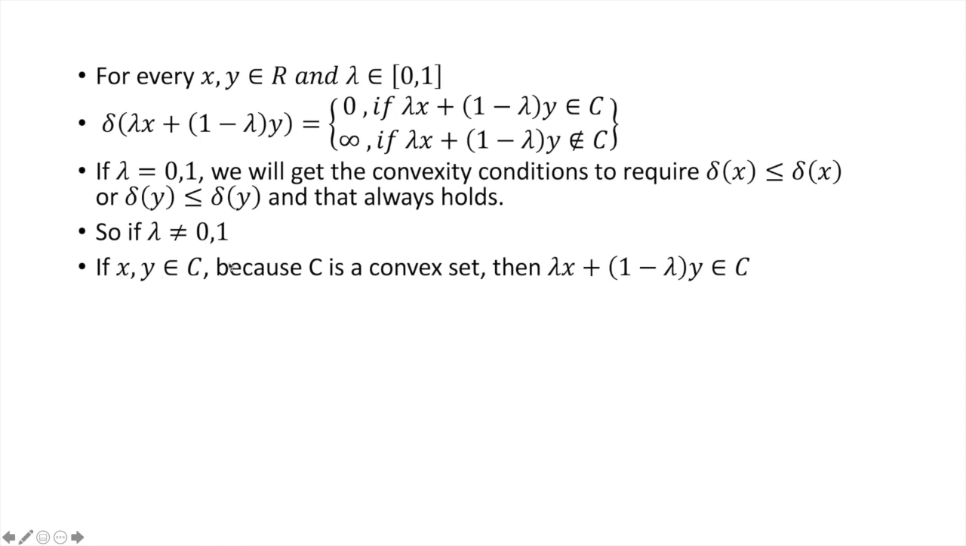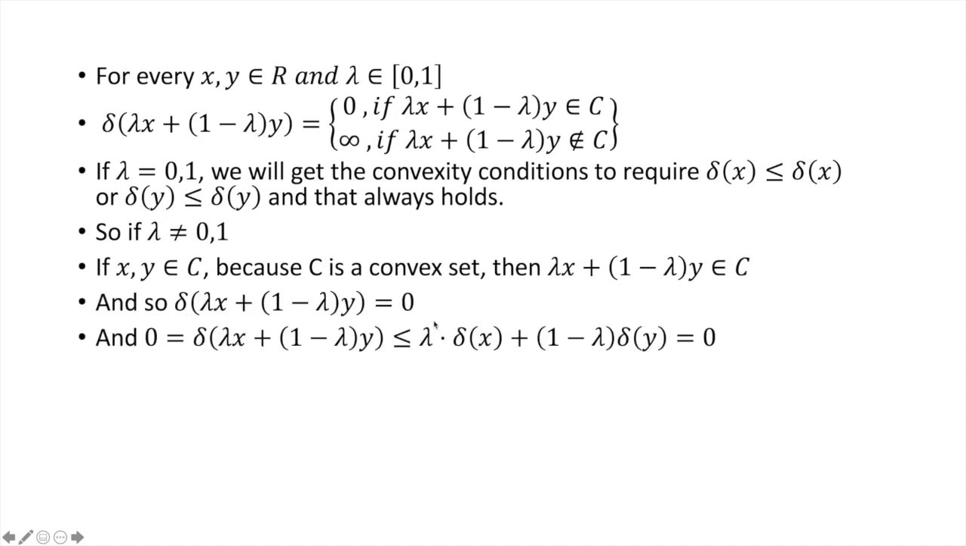So if x and y are in C, because C is a convex set, then lambda x plus 1 minus lambda y is in C as well. That means that delta of this expression is 0. And so delta of this expression is indeed smaller or equal than this expression, because delta of x and delta of y are 0 as well, because x and y are in C. And so 0 is smaller or equal than 0, and the condition of convexity holds.